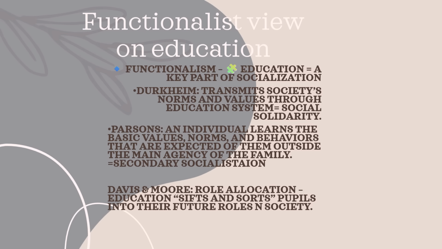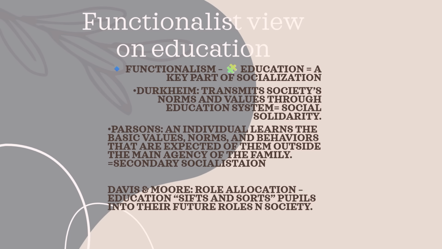Alright, so first things first, we got a functionalist view on education. To put it simply, these guys really like education. They see it as a key part of society. They see education as a key part of socialization. So Durkheim actually talks about social solidarity. This basically means that society's norms and values are taught to pupils through the education system.